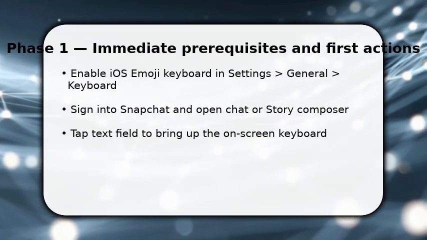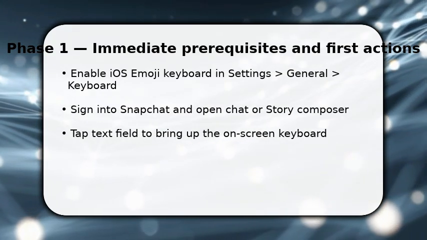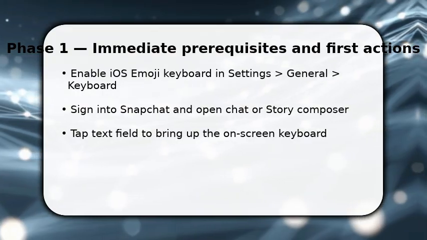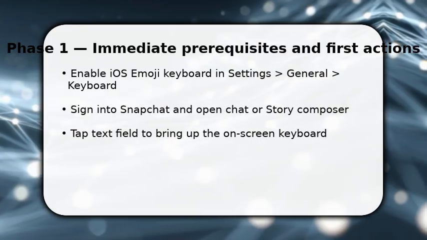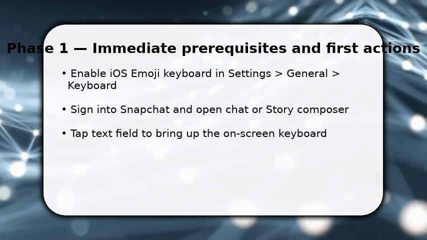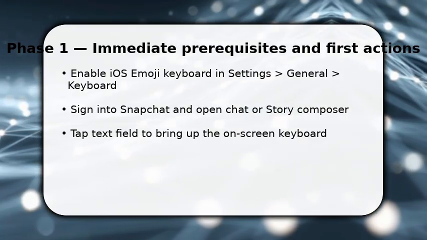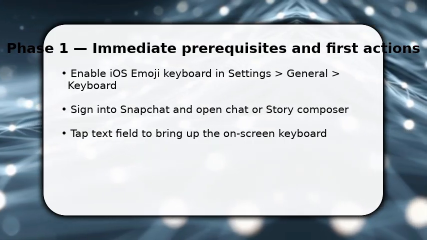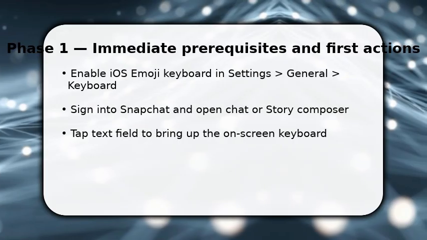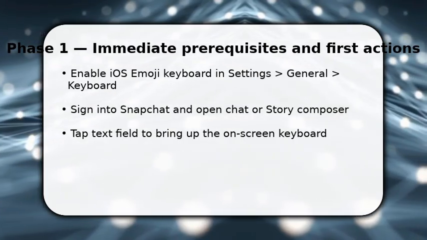Enjoy the video. You'll start by confirming the iOS emoji keyboard is enabled. This gives you the full Apple emoji set. Once enabled, open Snapchat and pick the chat or story composer where you want emoji. Tap the text field to bring up the keyboard, then switch to the emoji panel. You're doing this now so Snapchat uses the system emoji. This avoids stickers or Bitmoji. Make sure to position the cursor where the emoji should appear before moving to the next step.